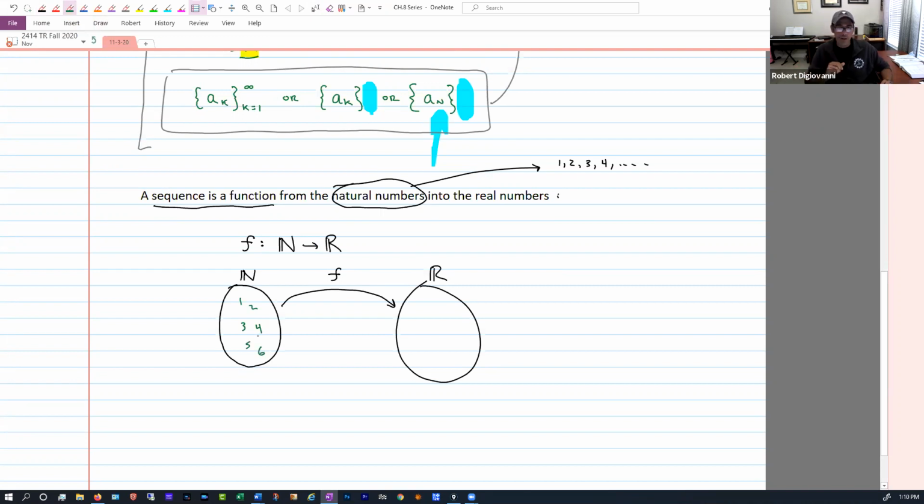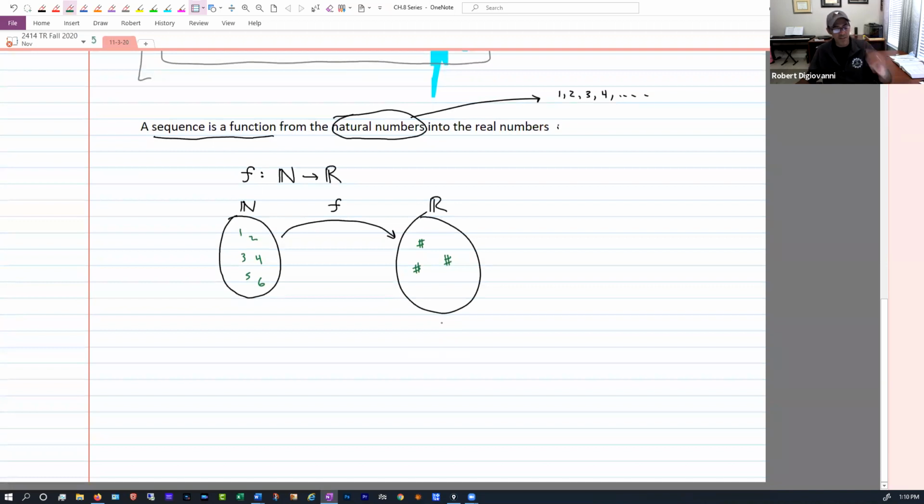You are not allowed to plug in 1/2. You're not allowed to plug in pi. You can't plug in square root of 2. You can only plug in 1, 2, 3, 4, 5, 6, 7, 8, right? Only a natural number. And then it goes through the function and they come out here as numbers, whatever they are. So we have to define that function. If we ever want to look at a sequence, we have to define what the function is.